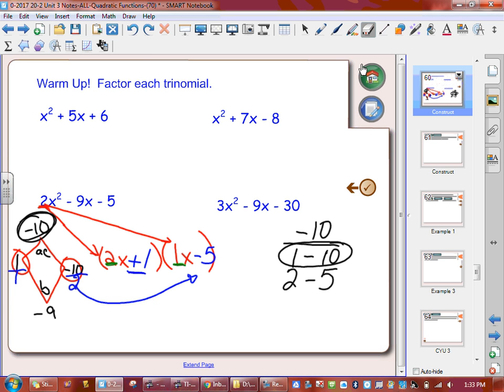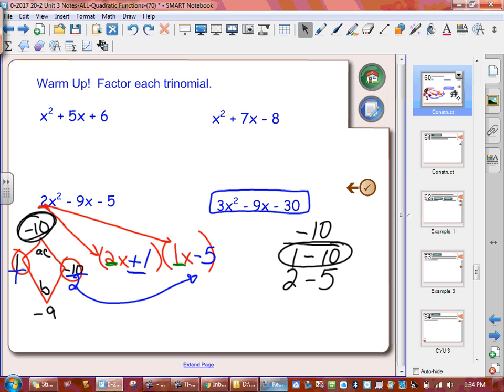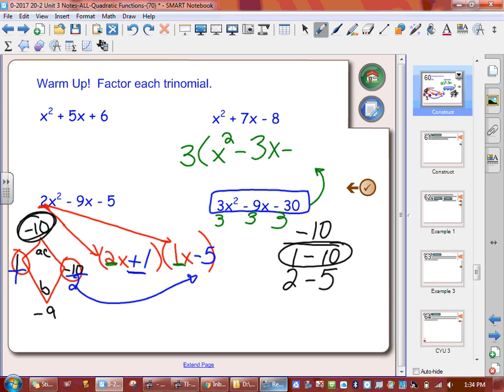You've noticed on this example, the last example, there's a GCF you can divide out. As we said, the GCF is 3. We're going to divide a 3 out of every term. So I'm going to do just my work above. When I do that, I'm going to end up with x squared minus 3x minus 10. Now I'm going to factor what's in brackets. That 3 outside is no longer part of my equation that I'm factoring.